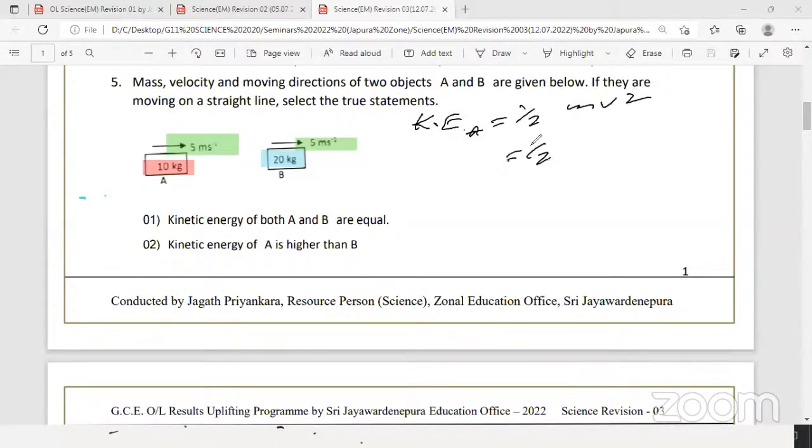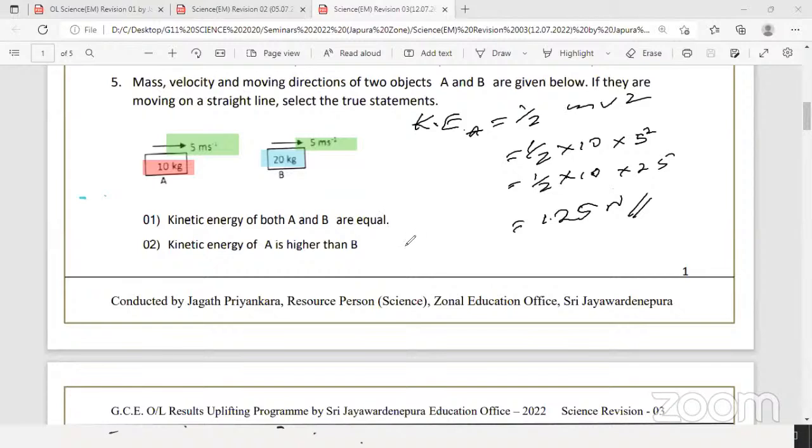So that is half into what is the mass of the object? 10 kilogram, into velocity v squared, that is 5 squared, which is 25. So you get half into 10 into 25. What is the answer? Half into 10 is 5, so that is 125.